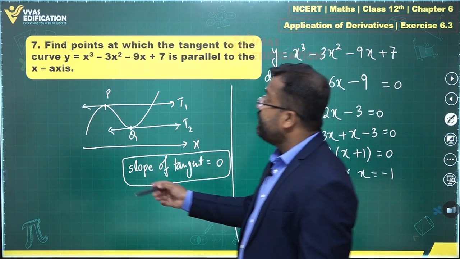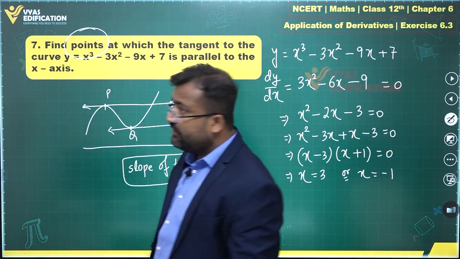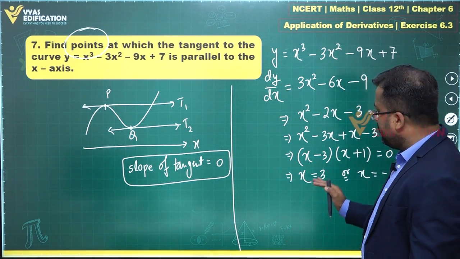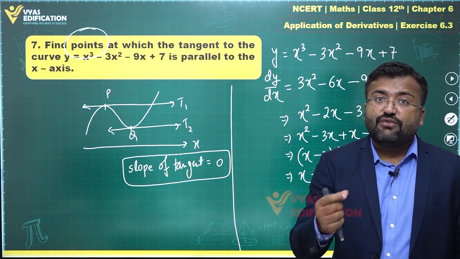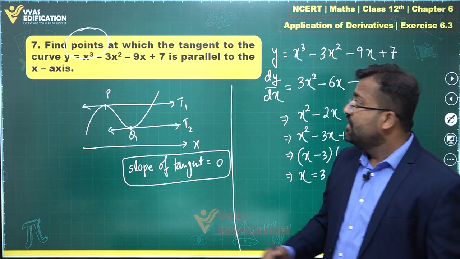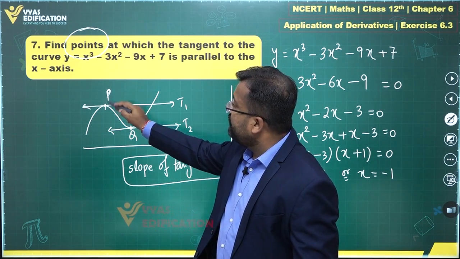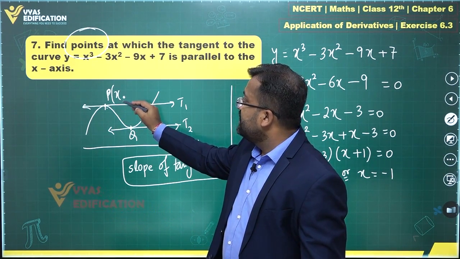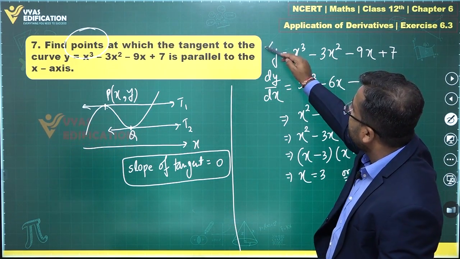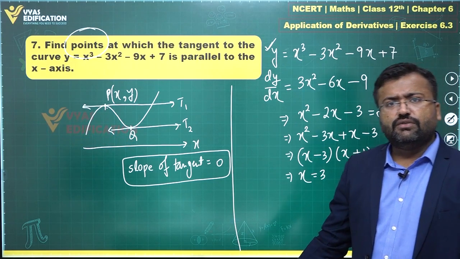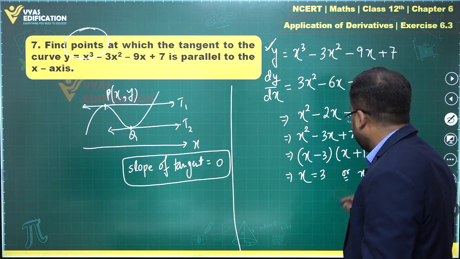We are supposed to find the points. We haven't yet found the points because we've only found the values of x. The complete information of a point will be known if you find y as well. So for point P, x is something that you have found, and y can be obtained very easily with the help of the equation of the curve.